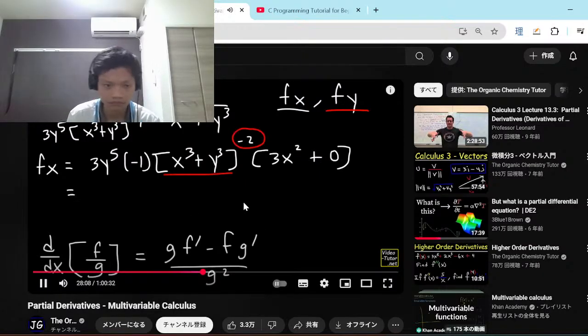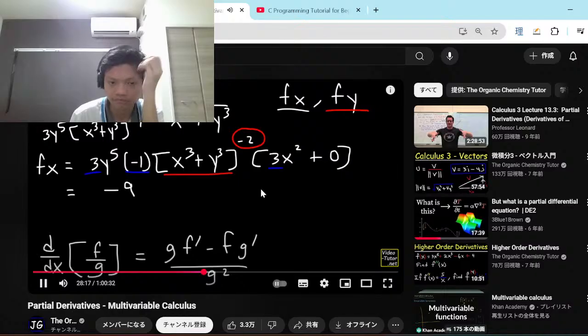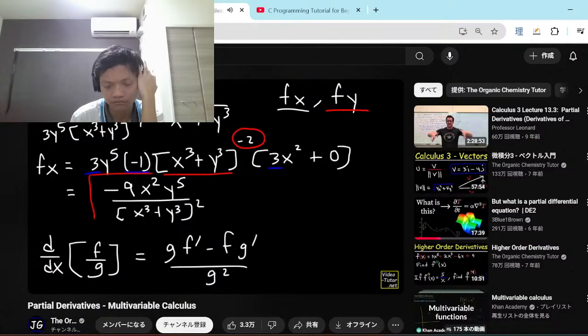So this is going to go to the bottom, making this exponent positive. And everything else will stay on top. So we have 3 times 3, which is 9, plus the negative sign. So it's negative 9x squared y to the fifth divided by x cubed plus y cubed squared. So that's the first derivative with respect to x.